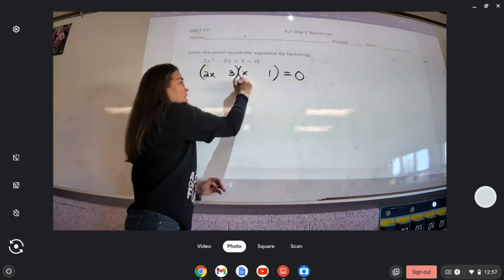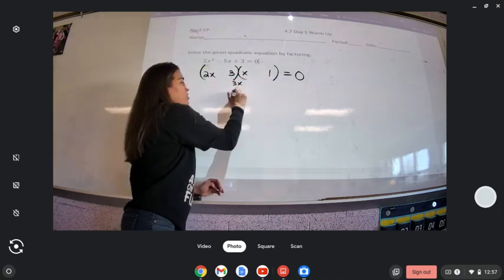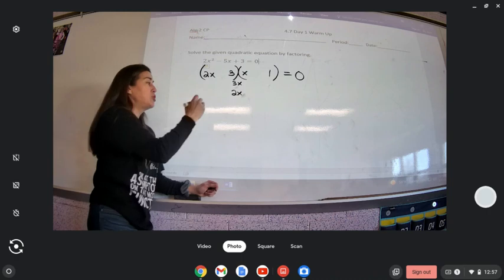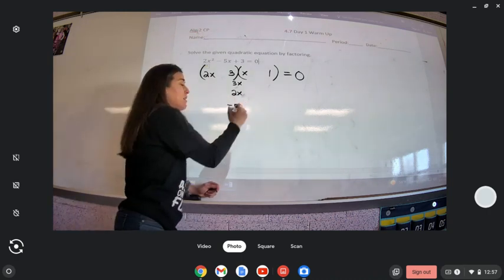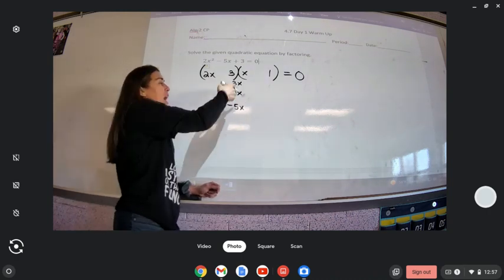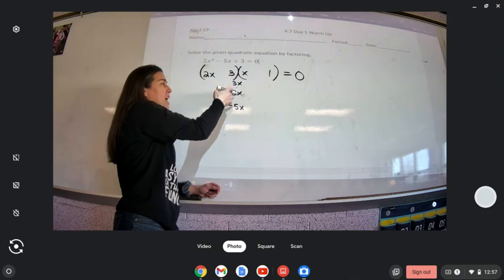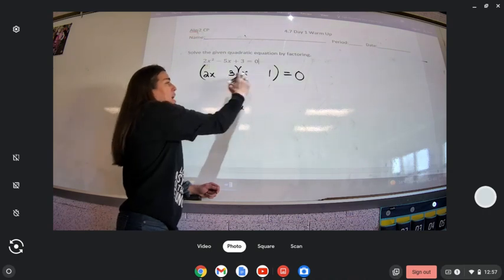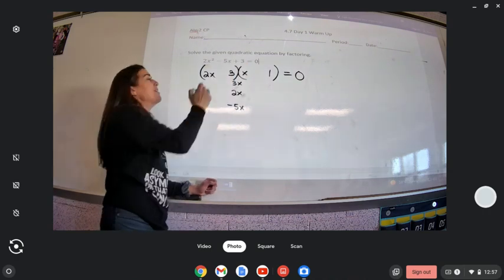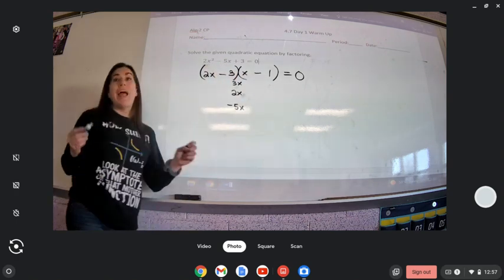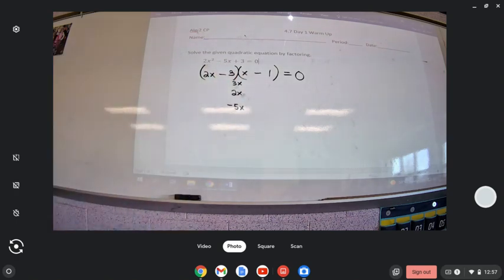3 times x is 3x. 2x times 1 is 2x. Could they add up to negative 5x's? Potentially. What signs do you need them to be to add up to a negative 5, but yet still multiply to that positive 3? Both negative. All right, and then that would work. Then everything does its job.